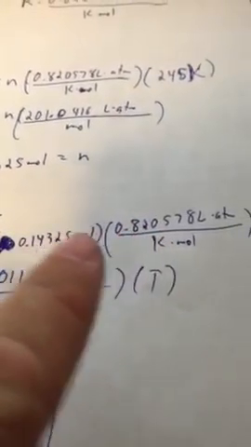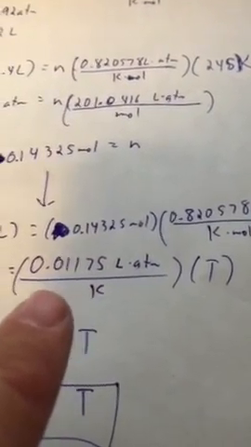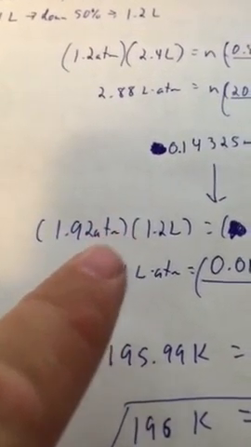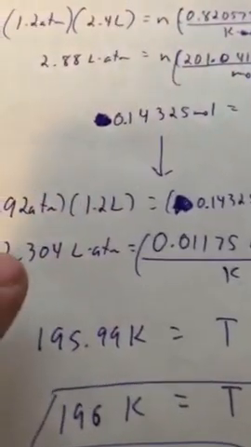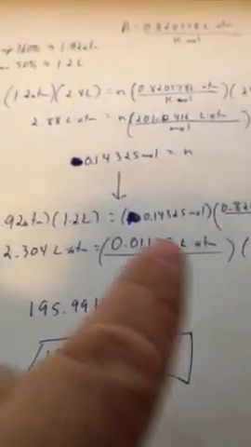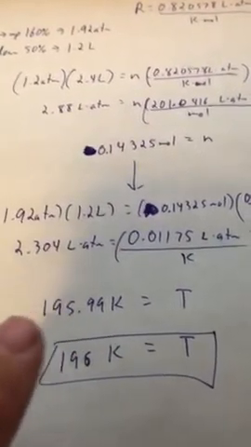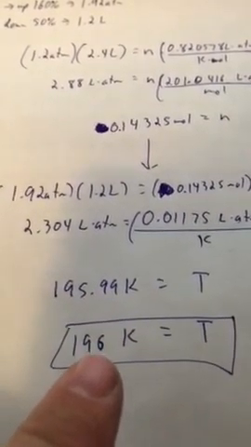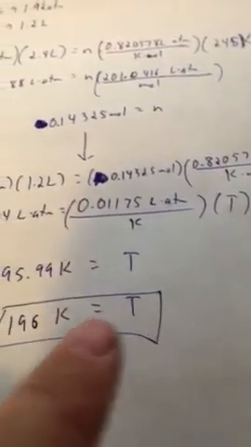Moles times this, cancel out the moles. You get 1.01175 liter atmospheres per Kelvin. 1.92 atmospheres times 1.2 liters becomes 2.304 liter atmospheres. Okay, divide both sides by the remainder of the constant, and the liter atmospheres cancel, leaving Kelvin on top. You get 195.99 Kelvin. Simplifying it because of sig figs, you get 196 Kelvin is equal to the remaining T.